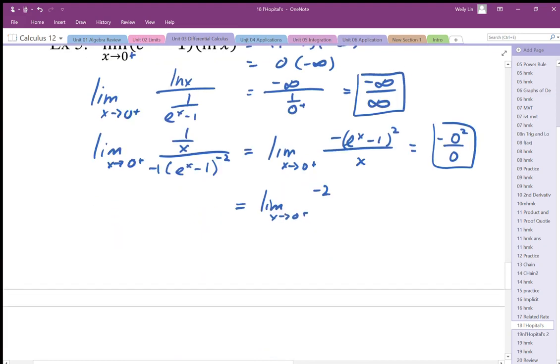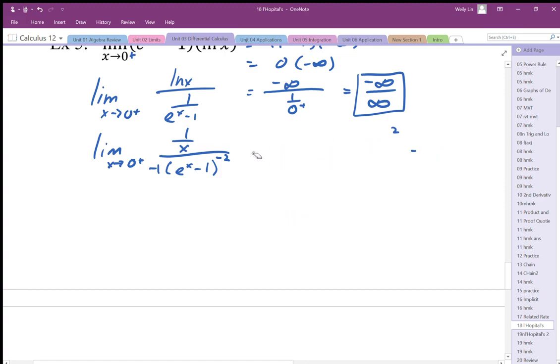There we go, and apply L'Hopital's. E to the x minus 1. Oh, I made a big mistake here, didn't I? Okay, I'm going to have to go back here. I forgot to apply the chain rule when I differentiated this. I differentiated the outside, but I forgot to apply the chain rule, e to the x times e to the x here. So you're going to have to back up there.